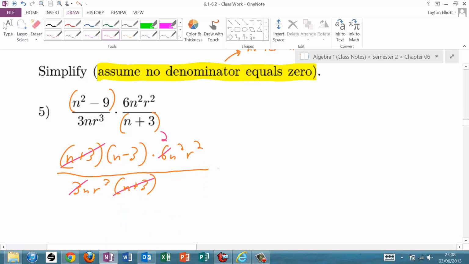And the n squareds, I'm going to stop crossing stuff out because it's going to get messy. I'm just going to write the 2. Let's look at the n squareds. I have an n squared on the top and an n on the bottom, so I'm going to make it an n on top. Let's draw a fraction bar.